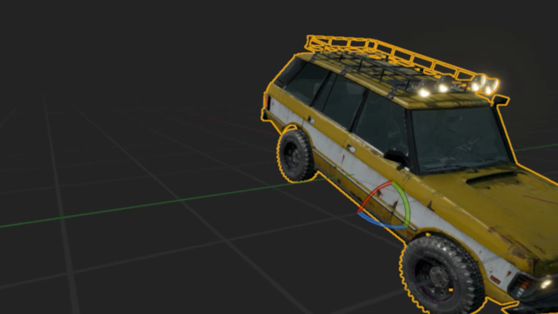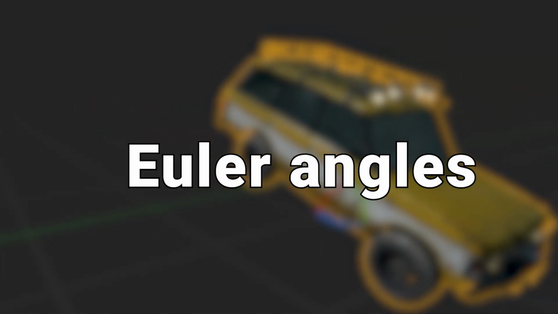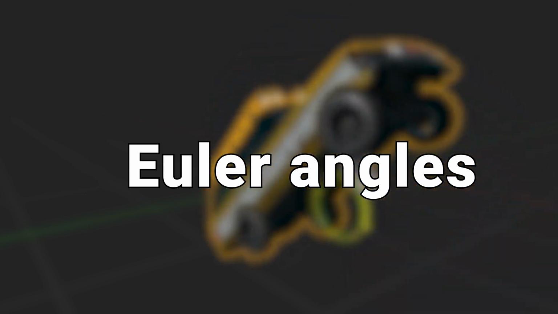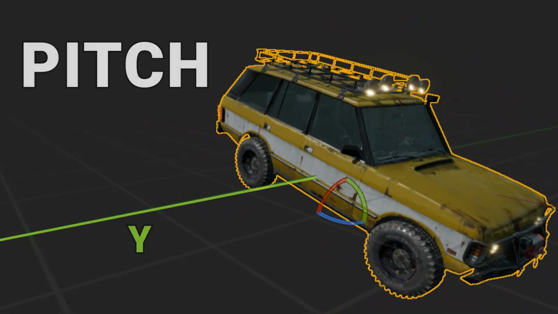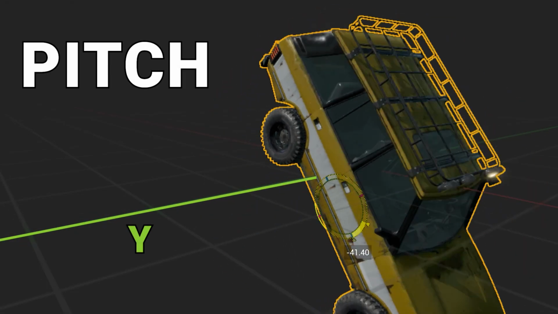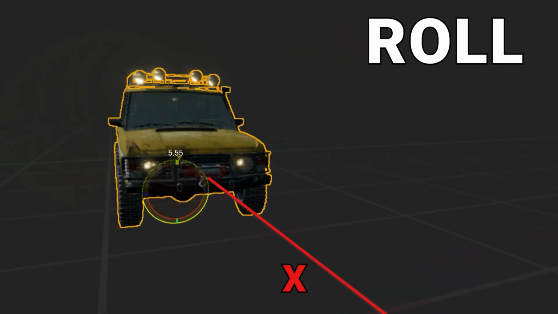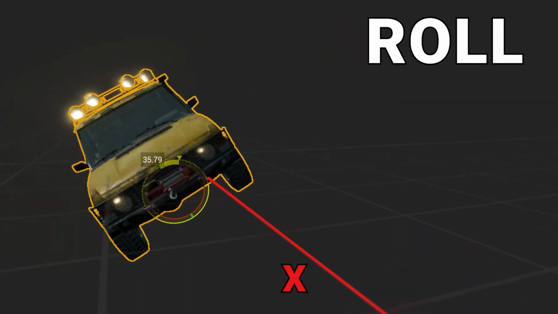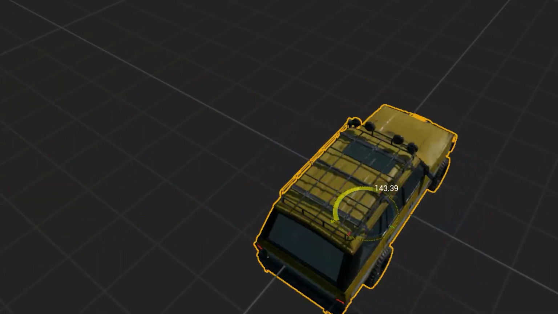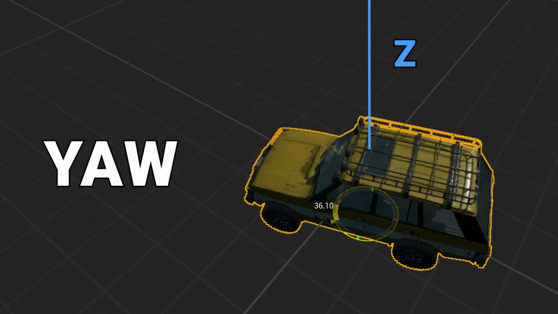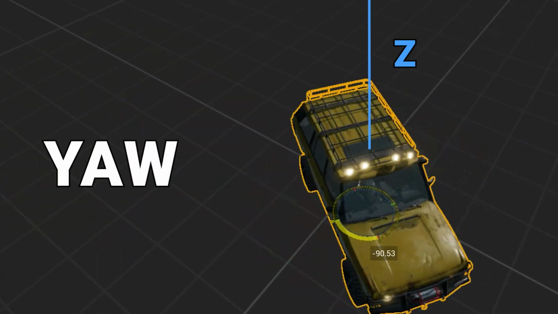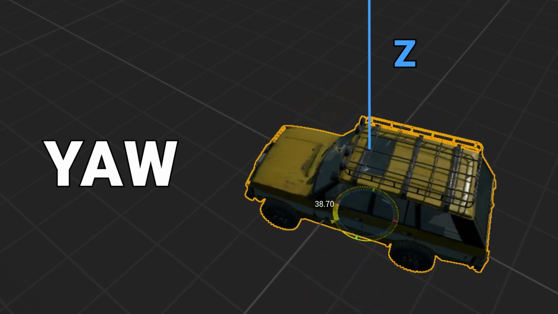I was using something called Euler angles, which means the orientation is defined with three different components. There's pitch, where the object rotates around the y-axis. Then there's roll, where the object rotates around its x-axis. And finally, yaw, which represents the rotation around the z-axis, and this is the rotation we usually want to measure for half-pipe tricks.